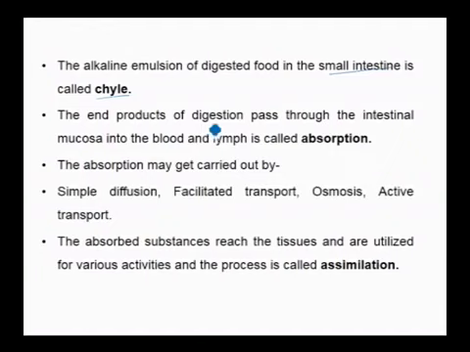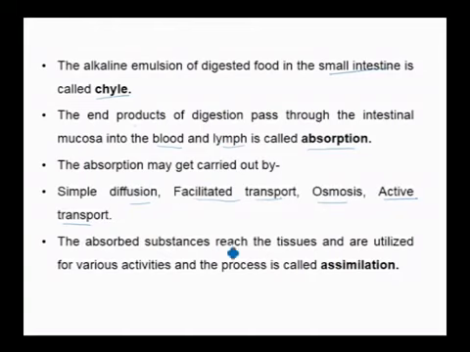After the process of digestion, all the end products are absorbed. So through the intestinal mucosa, they reach the blood and the lymph. This process is said to be absorption. The absorption may be carried out by various methods: a mere simple diffusion, a facilitated transport by the help of the sodium ions, osmosis, or else with the expenditure of energy, active transport.